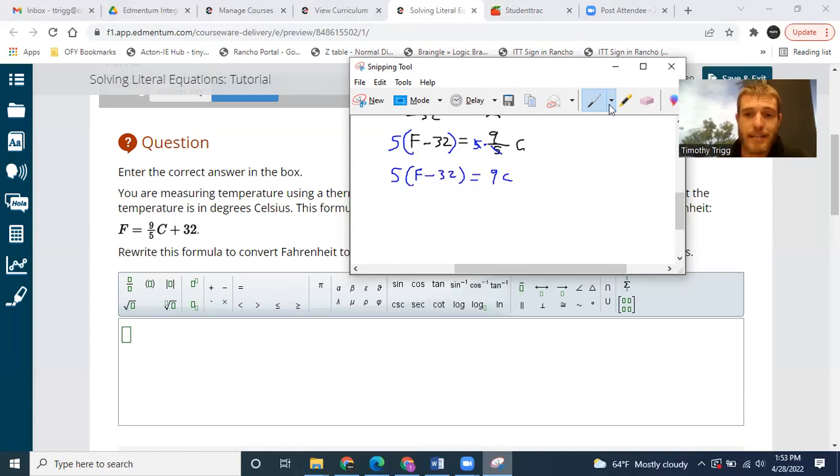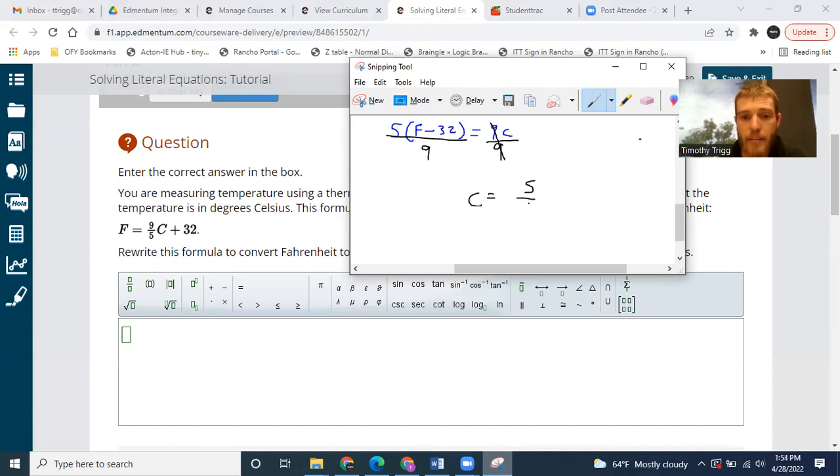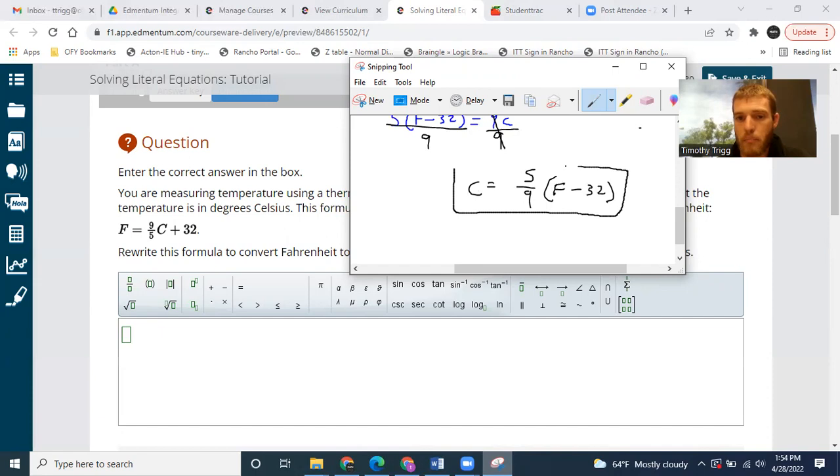Once again, our goal is to get C by itself. So hopefully you can see that the next step will be to divide by this coefficient, 9. We divide the left side as well by 9. There's a couple ways you can write this. You could write it as C equals, and we can call it 5/9 times F minus 32. Or you could write it like how it is here, where the whole thing is over 9. I think they're going to want it more like this though.